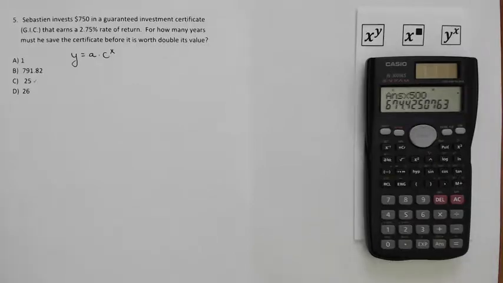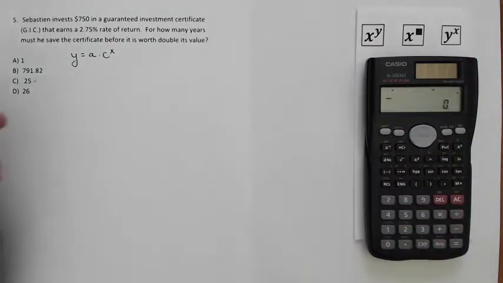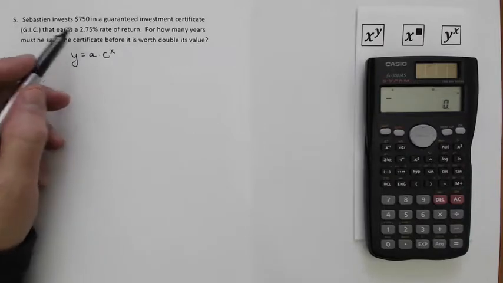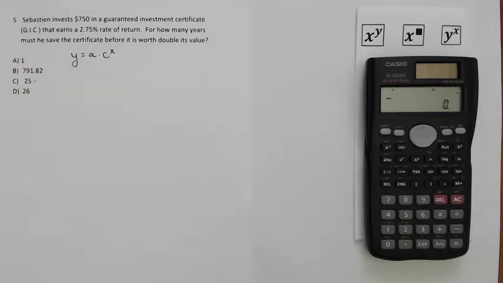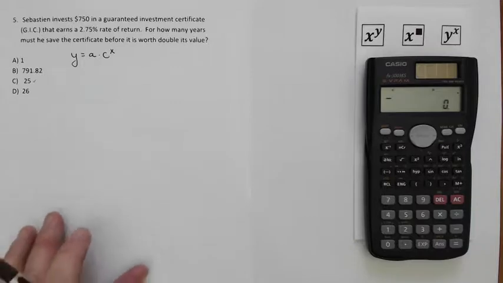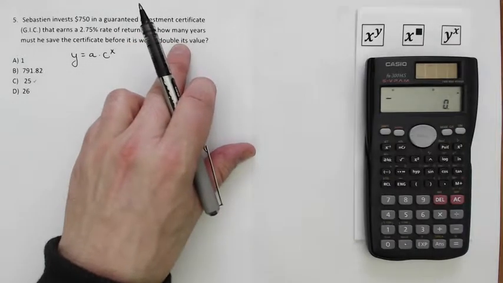Hey, this is Exponents number 5. Sebastian invests $750 in a guaranteed investment certificate, which is called the GIC, that earns 2.75% annual rate of return. For how many years must he save the certificate before it's worth double its value?